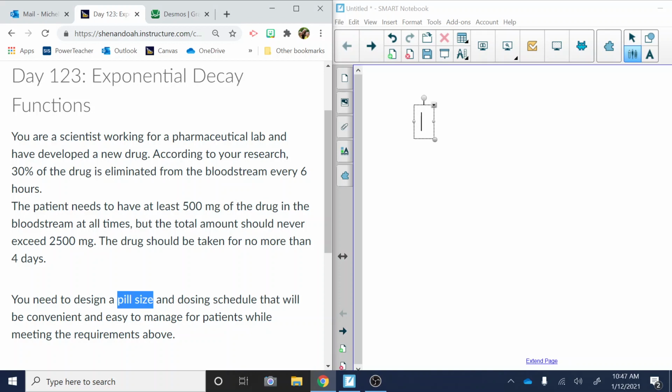So think back to times that you have taken medicine. Now the pill size, that is dependent on what type of medicine you need and what would be the therapeutic dose for whatever medicine that is. But think about the dosing schedules. That's the part I really want to focus on.